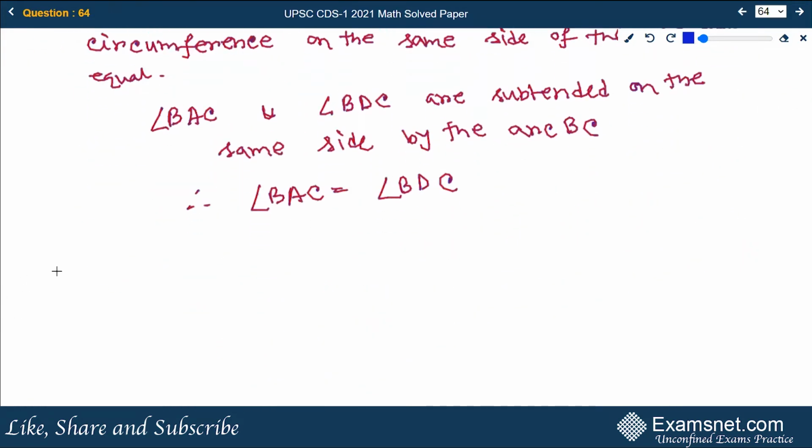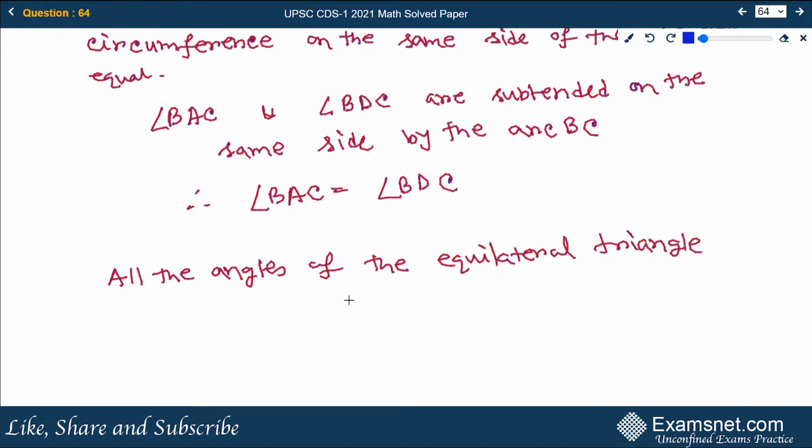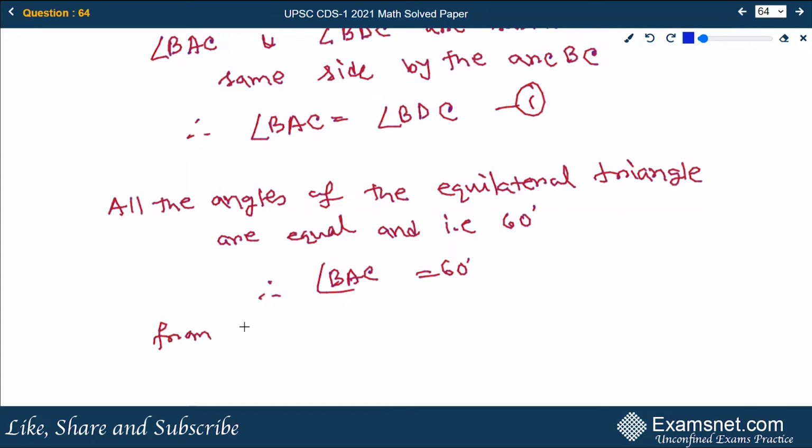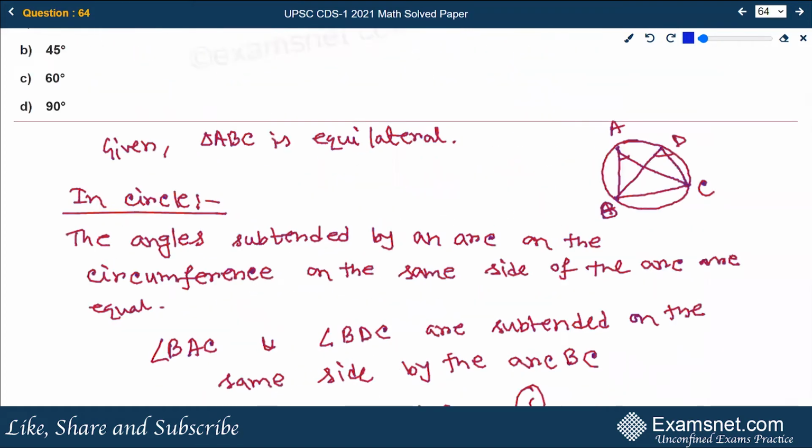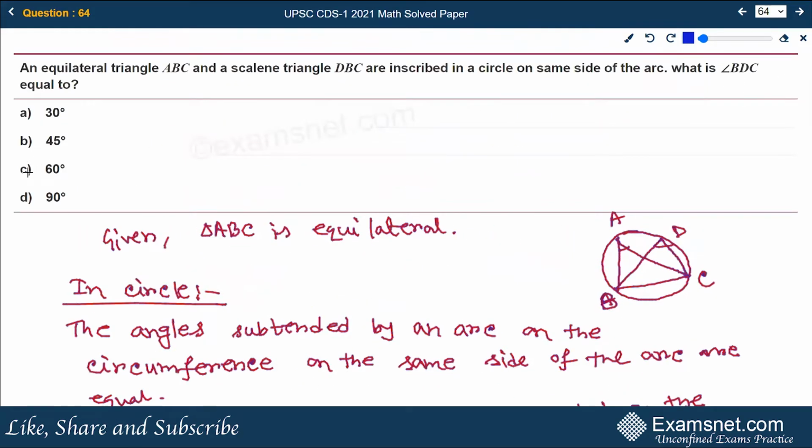Now, we know that all the angles of an equilateral triangle are equal, and that is 60 degree. All the angles measure the same, that is 60 degree. So we can say angle BAC is 60 degree. Let's name it 1. From 1 we can write, therefore, angle BAC equals angle BDC equals 60 degree. So here BDC is 60 degree, option C is the correct answer here.